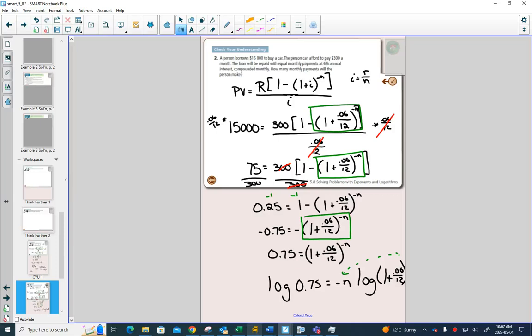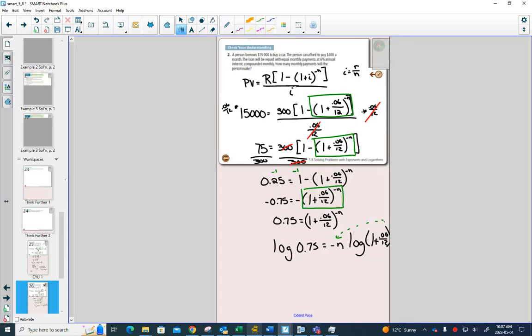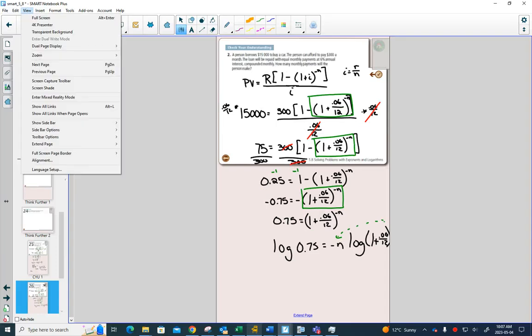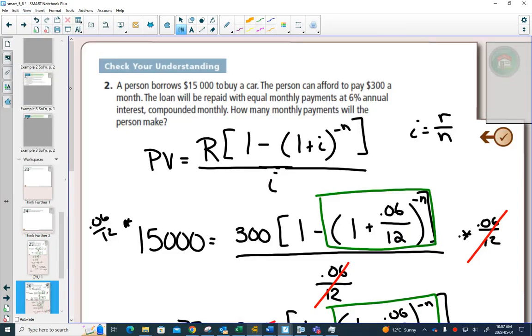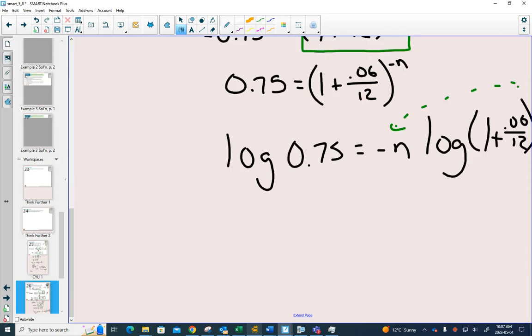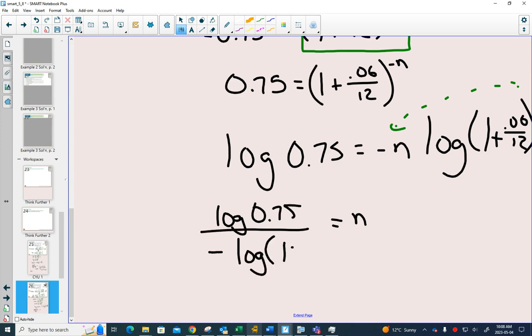So all of that work from here to here, half mark. This step, taking the log of both sides, is a concept you learned in grade 12. That's worth 1 mark. Using the log law to bring the n in front, that's worth another mark. And now, I can zoom back, so we're getting a little small. And now I can get n by itself by dividing by the negative and the log of 1 plus 0.06 divided by 12.